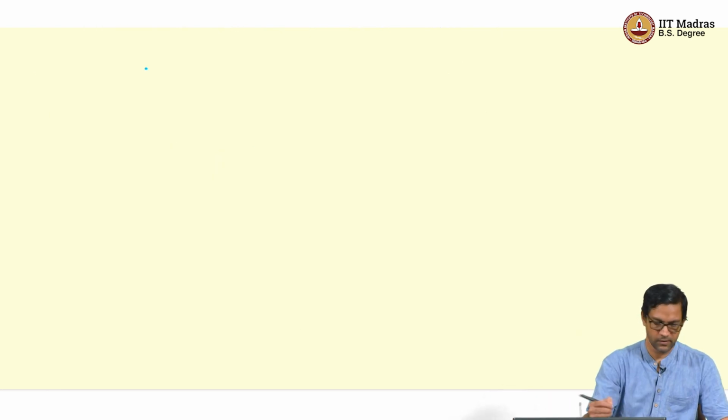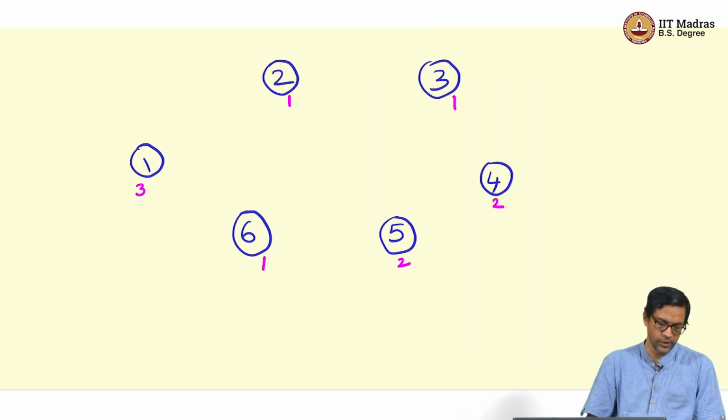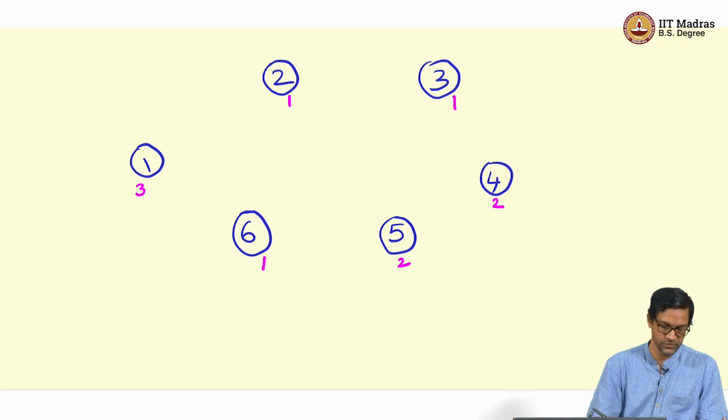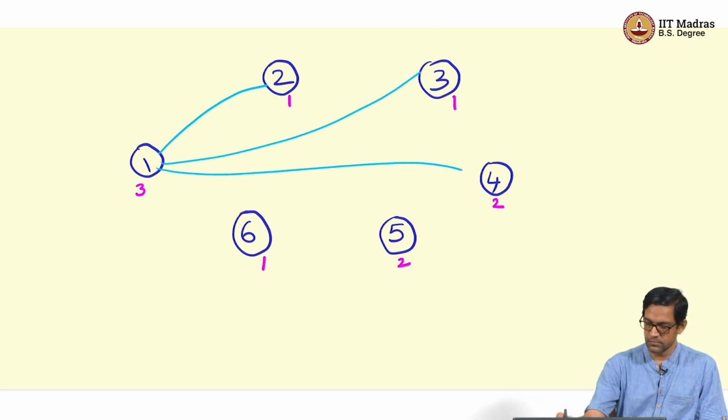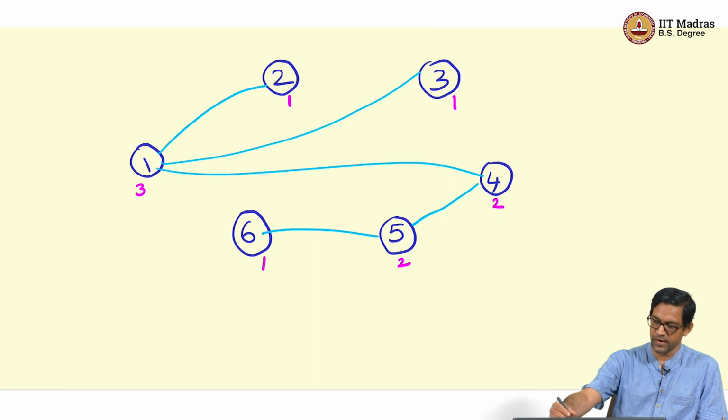So let us look at another way of doing the same thing. So here is the same graph again. Now I am going to give a different set of friends for each of them. So, 1 is now connected to 2, 3 and 4. Now, 4 is connected in addition to 1 to 5 and 5 is connected to 6. So, observe that this graph also satisfies the exact degree conditions that are given. 1 has 3 friends, 2 has 1 friend, 3 has 1, 4 has 2, 5 has 2, 6 has 1.